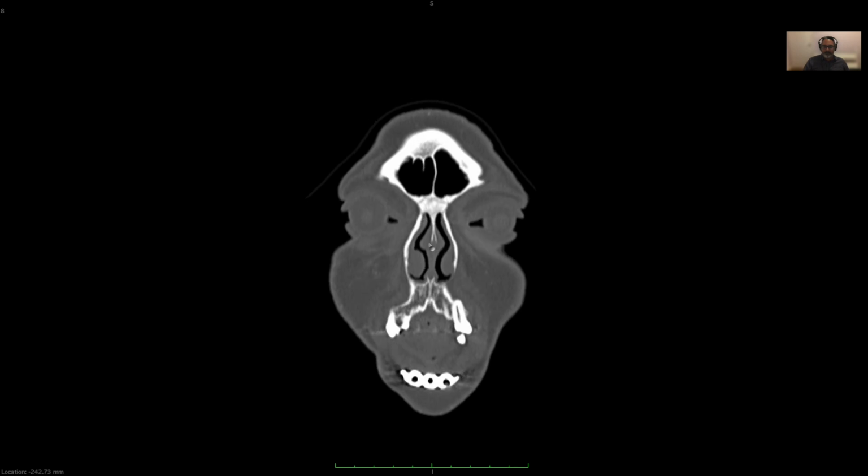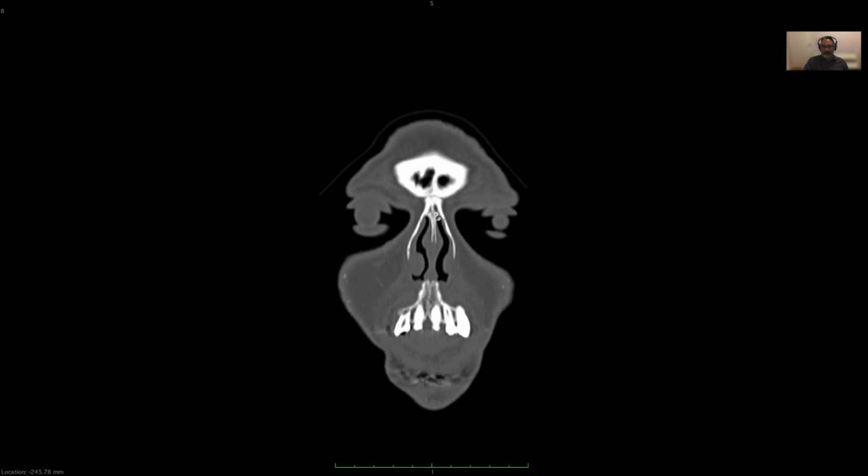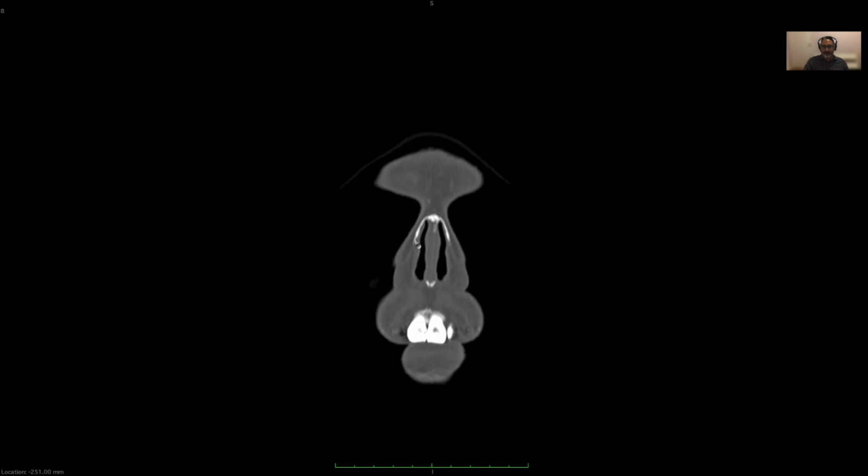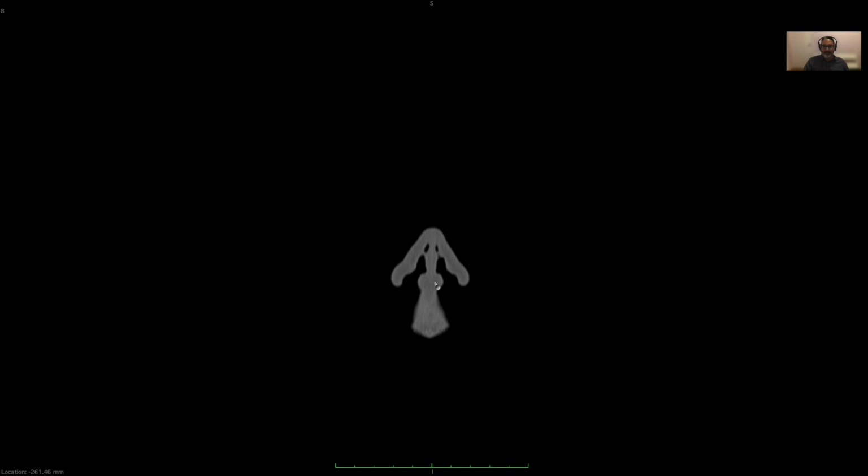And as we keep going forward, that's about it. Here, now you're going to see the nasal bones. Those are the nasal bones on both sides. Those are the front two teeth. And as you go, now that's nothing but cartilage, right? The tip of your nose. So that's how we look through that.